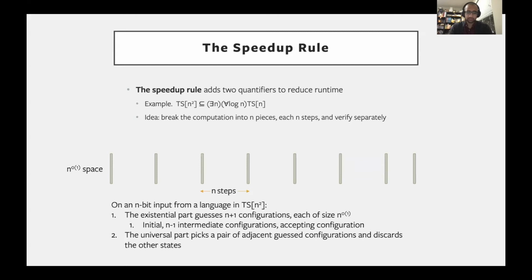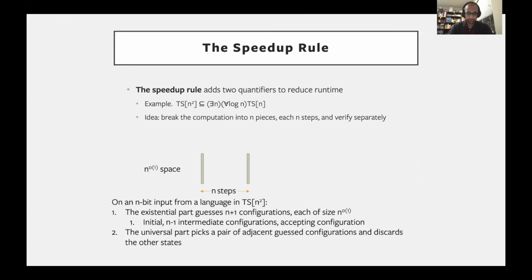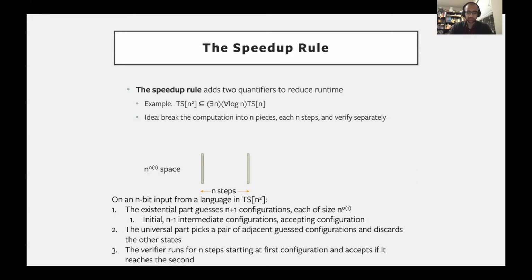Then the universal part picks a pair of adjacent guessed configurations and discards the other states. And note that this only takes roughly log n bits because there's n plus 1 configurations and you just want adjacent pairs. And then the verifier runs for n steps, starting at the first configuration it receives and accepts if it reaches the second. And the idea is that since the existential part can guess the actual intermediate configurations of the original TS(n^2) machine, we'll accept if the input was in the language. And you can work out what happens if the input is not in the language.